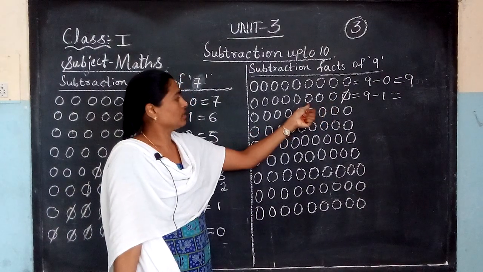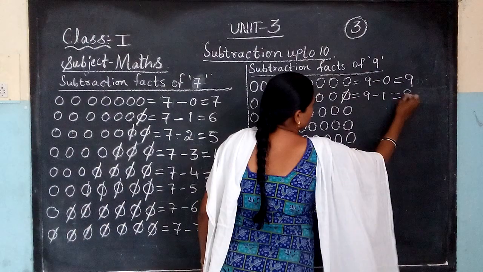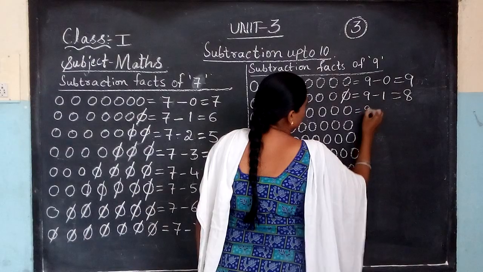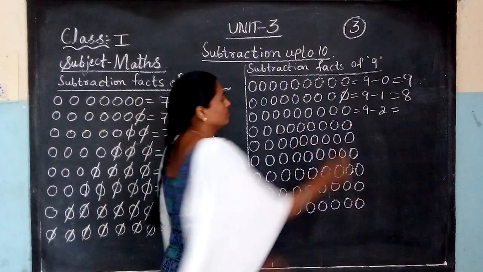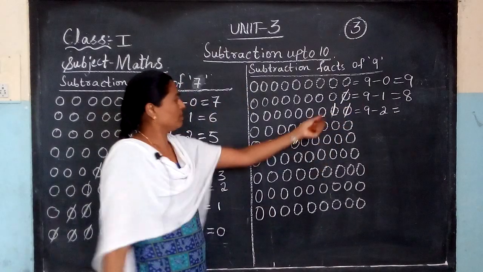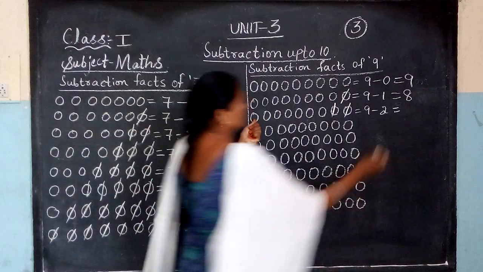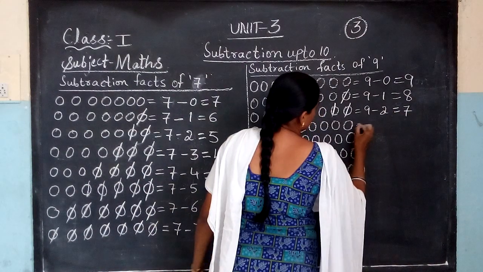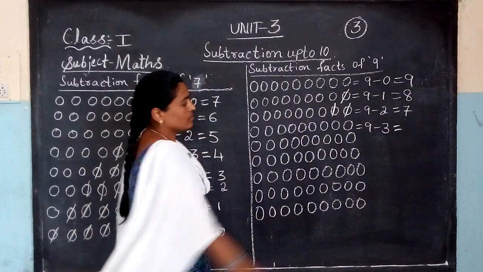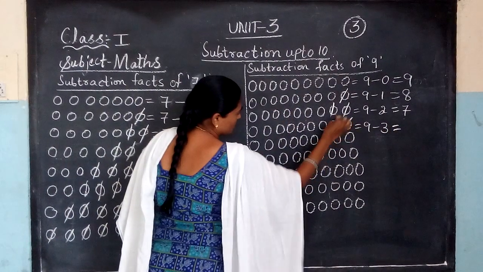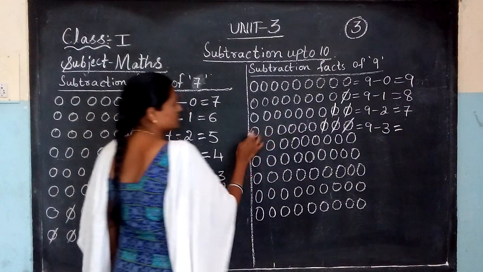1, 2, 3, 4, 5, 6, 7, 8. Next, 9 minus 2. From 9 you take away 2. 1, 2. Remaining how many? 1, 2, 3, 4, 5, 6, 7. Yes. 9 minus 3. From 9 you take away 3 and cut off 1, 2, 3. Remaining 1, 2, 3, 4, 5, 6.